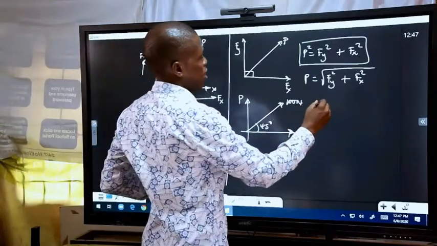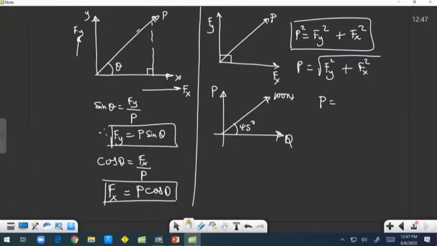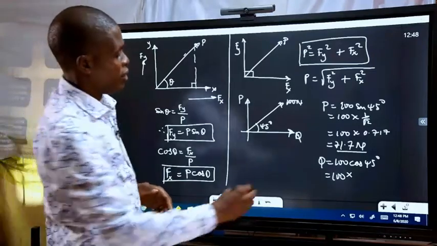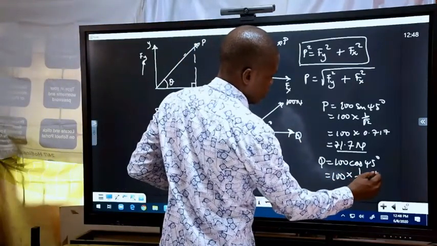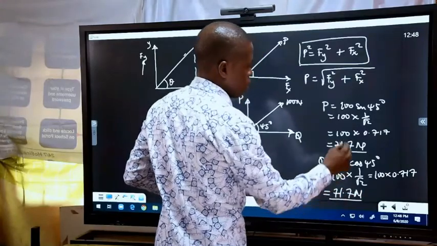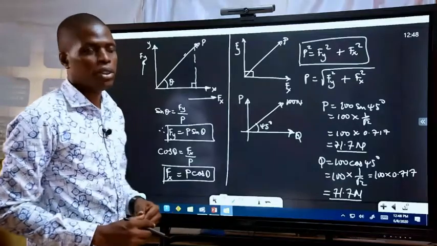Relating this to these equations, we have the P force equal to F, the force 100, sine theta, which is 45. So 100 multiplied by sine 45, which is 1 over root 2, the same thing as 0.717. So approximately, we have 71.7 newtons. So Q force, the same thing. We have 100 cos 45. So we have 100 multiplied by cos 45 degrees, which is the same 1 over root 2, which is 100 multiplied by 0.717 approximately. We have 71.7 newtons. So that will give us similar values, because the angle there is 45 degrees.